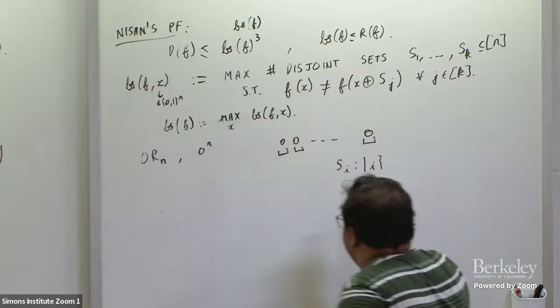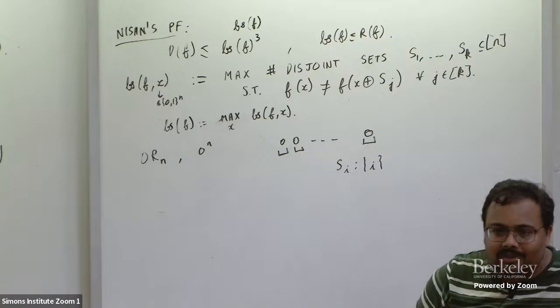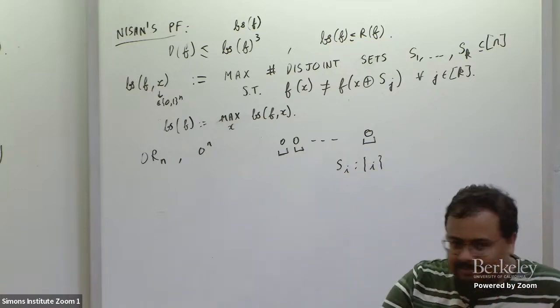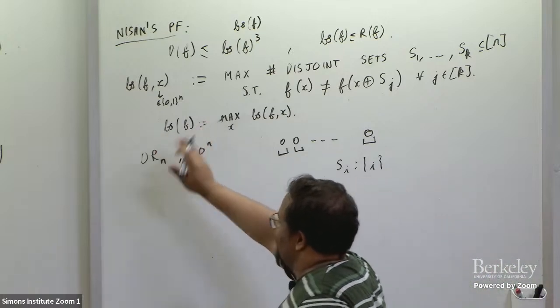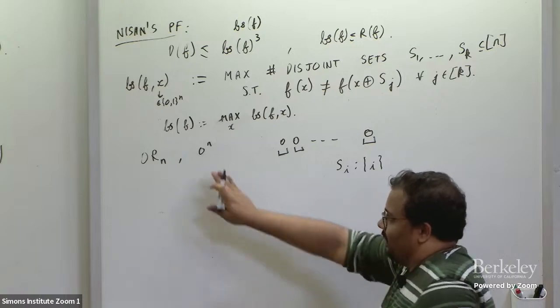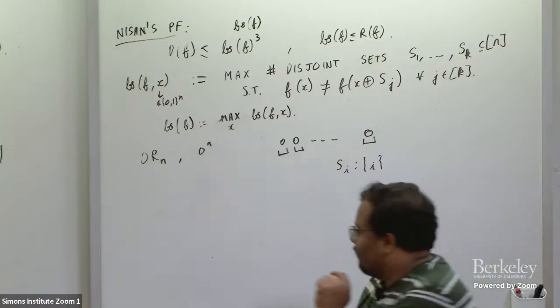And of course, you can't have more than n sensitive blocks, because there are n elements in your whole universe to begin with. So block sensitivity of a function is at most n, and block sensitivity of OR is n, as witnessed by the input 0 to the n.